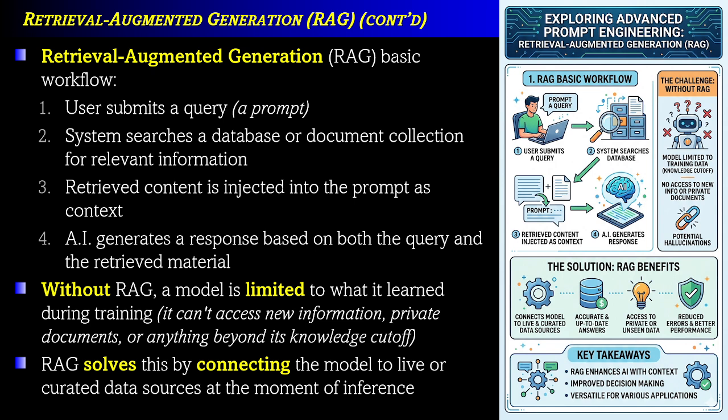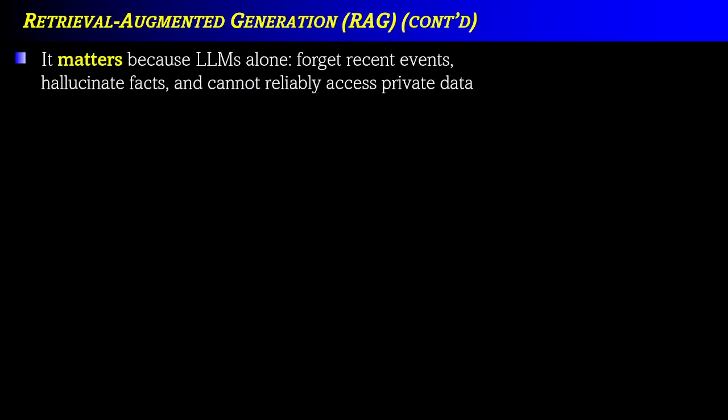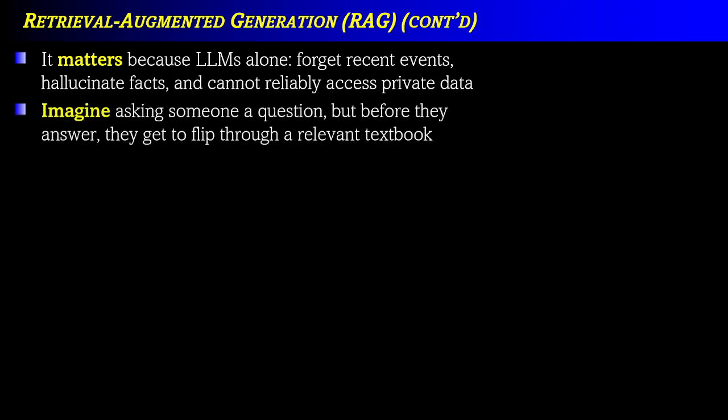Without RAG, a model is limited to what it learned during its training data, which is a lot, but it can't access any new information, any private documents, or anything beyond its data itself. That cuts off its knowledge base. RAG solves this by connecting the model to live or curated data sources at the moment of your inference. This matters because LLMs alone forget recent events. They hallucinate, like we mentioned. They cannot reliably access private data.